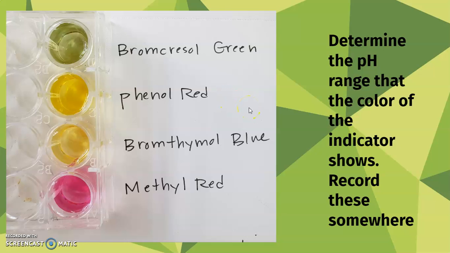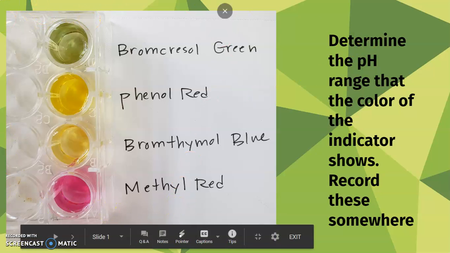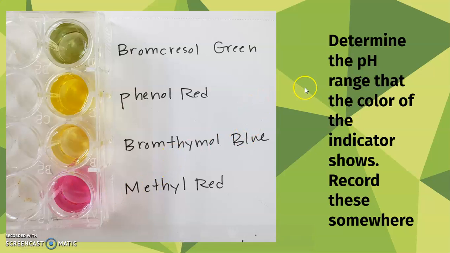So on the presentation, this is for solution A, you should have seen this picture right here. The first thing we're going to ask you to do is to use the indicator chart that we give you in the presentation to determine the pH range that the indicator is showing. So for instance, this bromocresol green has kind of this weird green color. That green color is going to tell us a certain pH range. What we want you to do is record that somewhere on a scrap sheet of paper, in a doc, whatever you want to do. And so I'm going to go over with those, and then I'm going to show you how to narrow down your results.